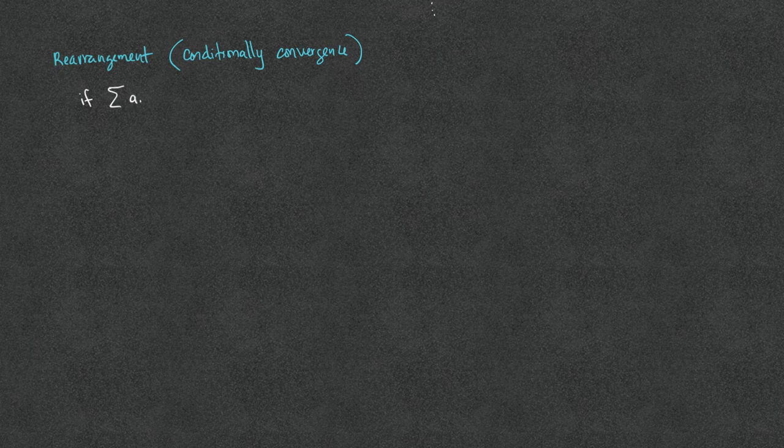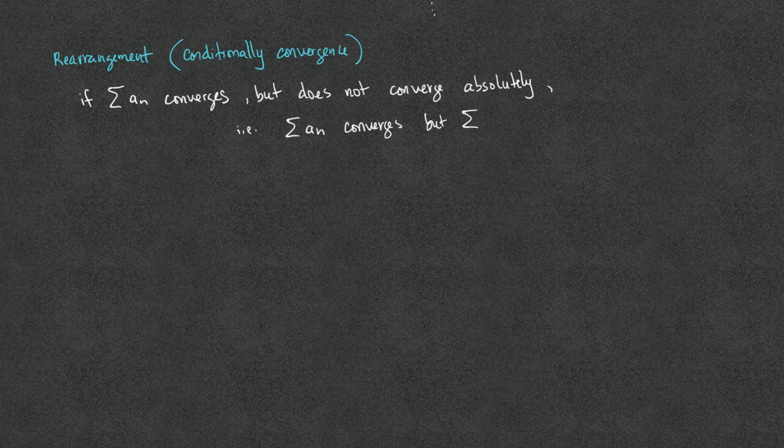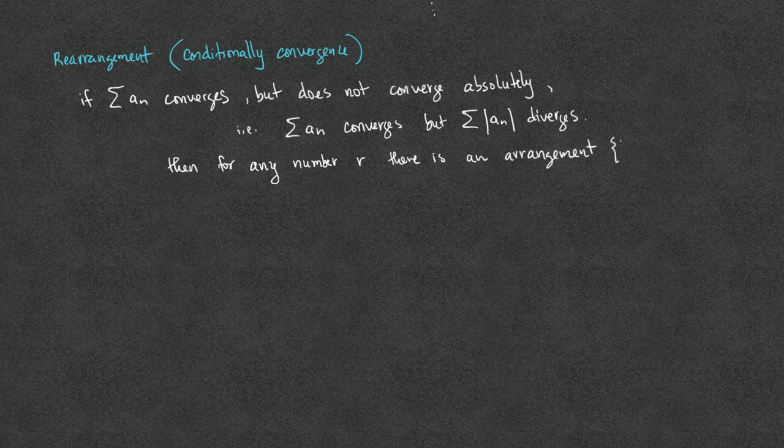The result of the rearrangement: if the series a sub n converges but does not converge absolutely, that is, the series a sub n converges to a finite number, but the series of the absolute values diverges, then for any number r at all, there is a rearrangement b sub n of a sub n such that the sum of b sub n equals r. And so this is how bad conditionally convergent series are. Potentially, we can rearrange the series to get any number we want.